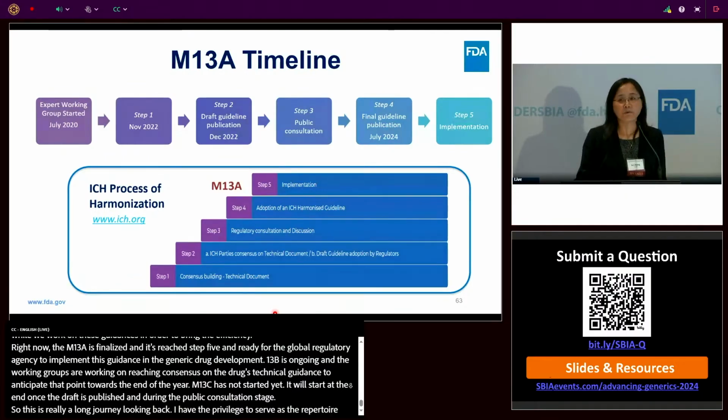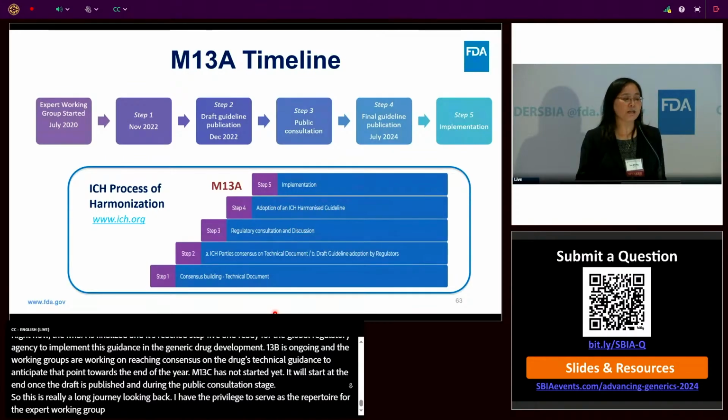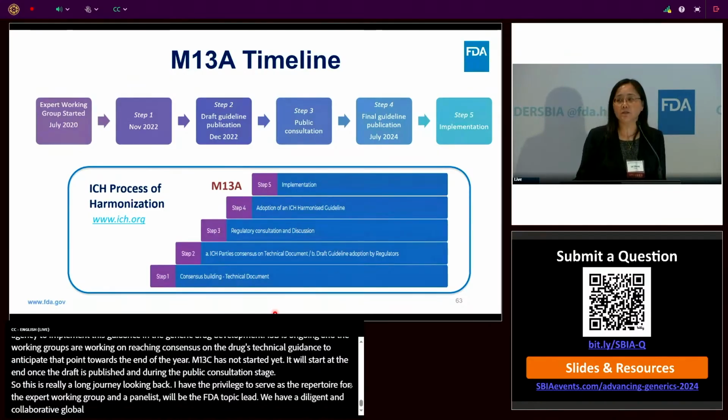And Lufa Temple, who will be on the panel, is the FDA topic lead. We have a very diligent and collaborative global working group under ICH with 22 members and observers, among them 14 are regulatory agencies.